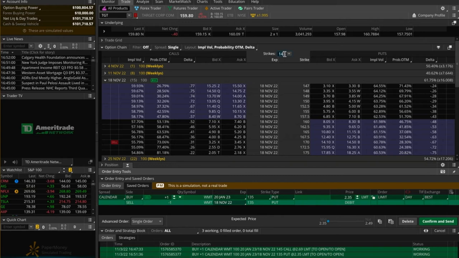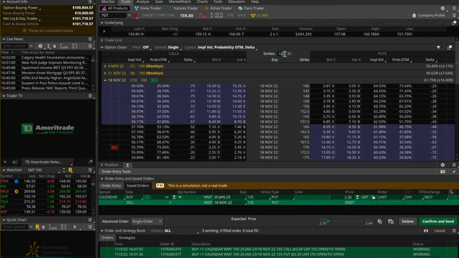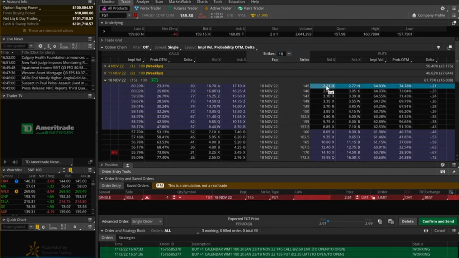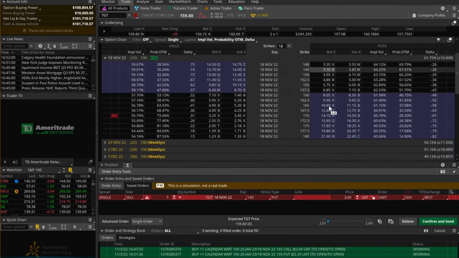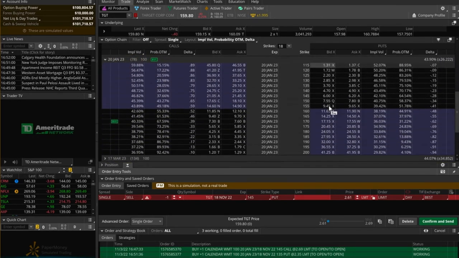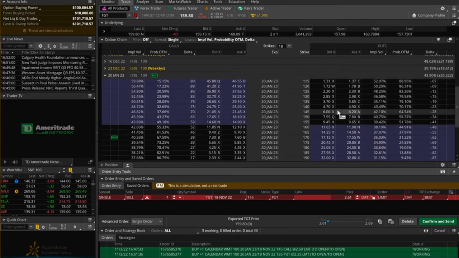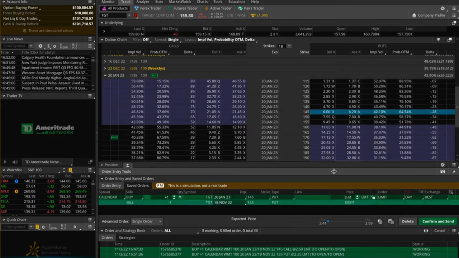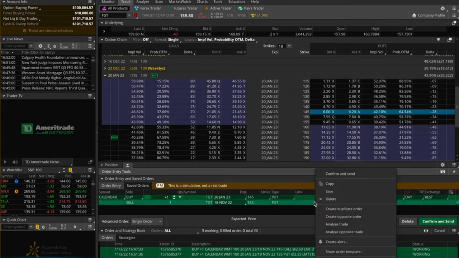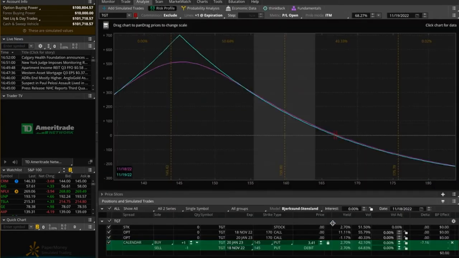14. Okay, now let's do 16. Goodness. 17. Okay. Oh. 18. There we go. Okay, so we sell the November front dated and we buy the 145. There we go. And that's a 341 debit. Let's analyze it. Make sure it makes sense.